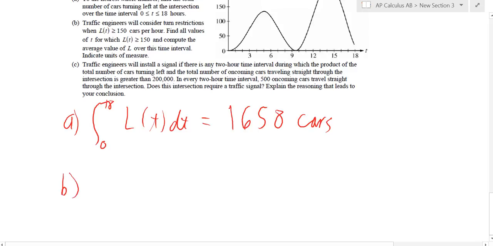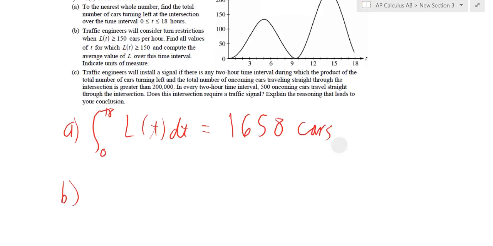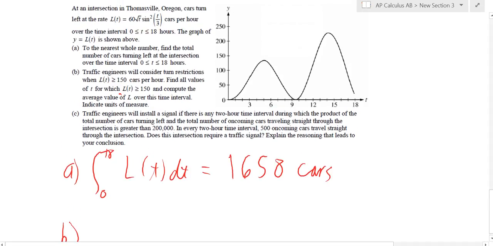B says they consider turn restrictions when L of t is greater than 150 cars per hour. Find all values where this happens and compute the average value. That's a super complicated sentence, but at least they're asking you to find the average value on some interval. And they give you this graph here. We want to know where L of t is greater than 150. So double check that you're actually working with L of t, and we are. That's a graph of L of t.